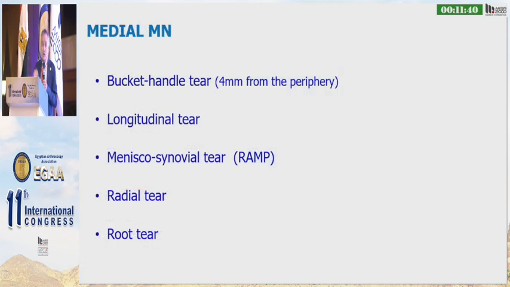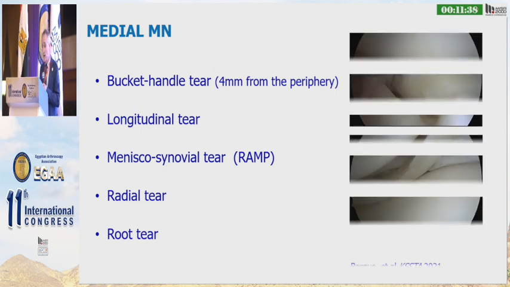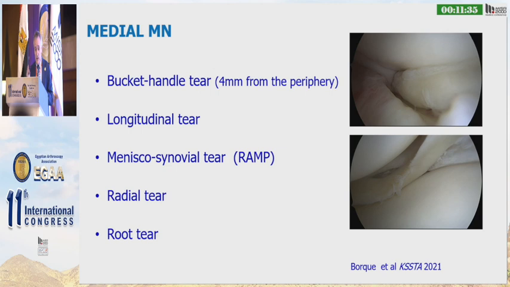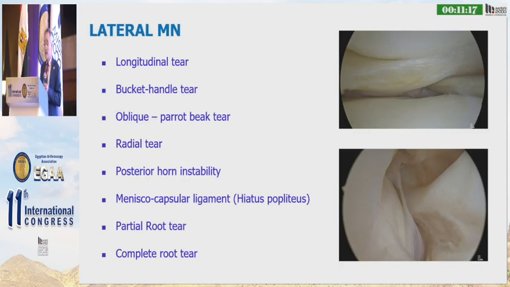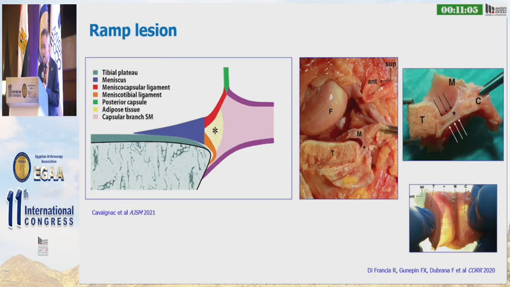Now, if you want a modern approach on the medial side, you have to look at those different injuries. If you have an isolated bucket-handle tear that is more central than 4 millimeters from the periphery, especially in heavy athletes, it is probably not worth trying to repair it because the failure rate is very high. On the lateral side, again, it is a little more complicated than we used to think, especially regarding the stability aspect of the lateral meniscus, but we'll come back to that later.